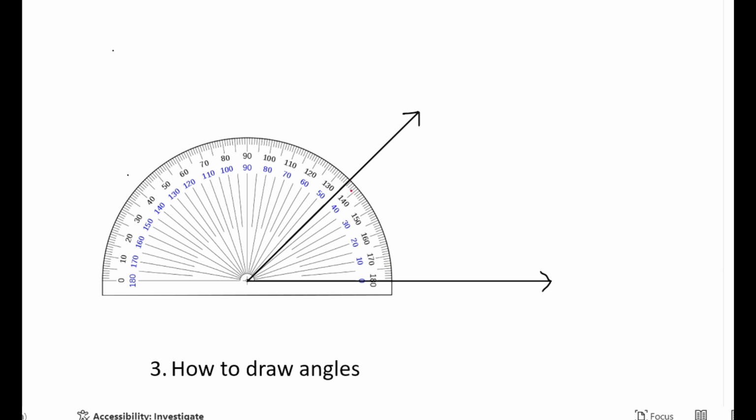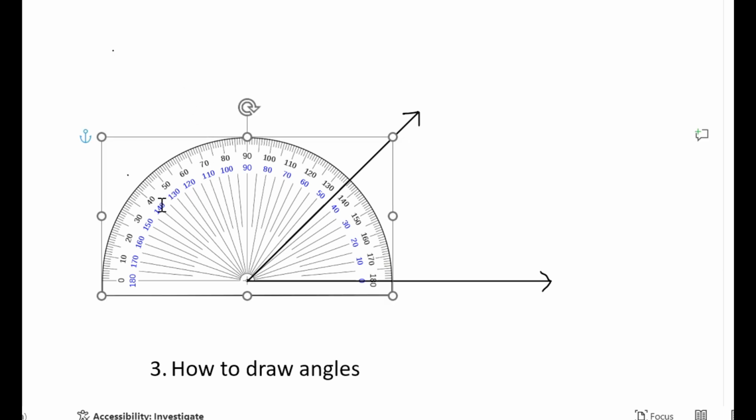Between 40 and 50, you will find 10 divisions, right? So count it: 41, 42, 43, 44 and 45. It is around 45. It is intersecting with 45. So I will call it 45 degrees. Now how will I write the measure of this angle?